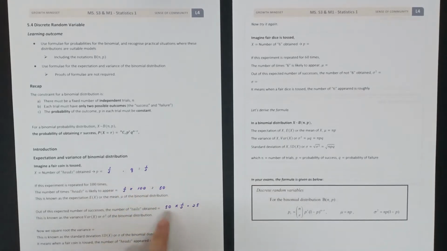Then out of this number of trials, I will be able to get 25 tails. So what does that mean? This is basically called the variance, meaning what could be not going right in your experiment. But 25, this number is quite big.